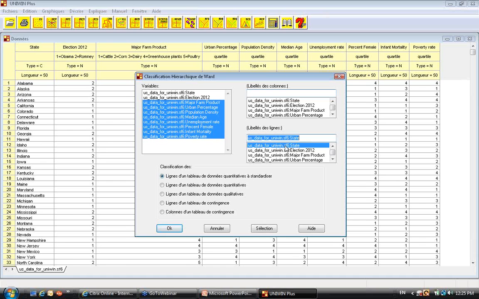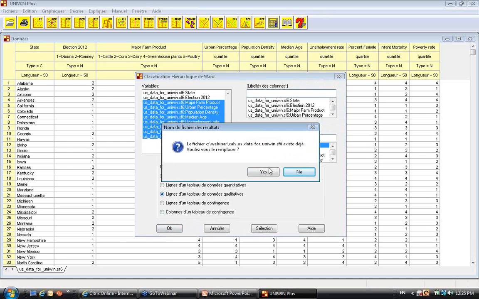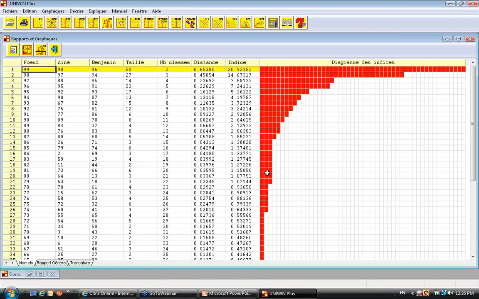How do you want to label it? I want to label it by state. I also need to look down at the radio buttons and tell it that the rows of my data table are qualitative, not quantitative. I can then press OK. It's going to ask me where it should save the results. I'll take the defaults. Can I replace the file with the same name? Yes, I can. And what it's done here is a cluster analysis.